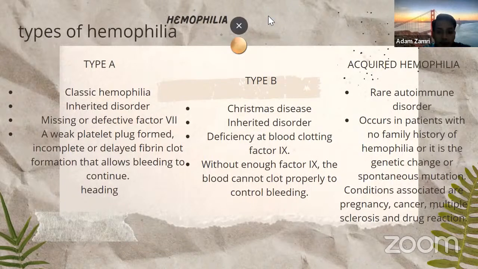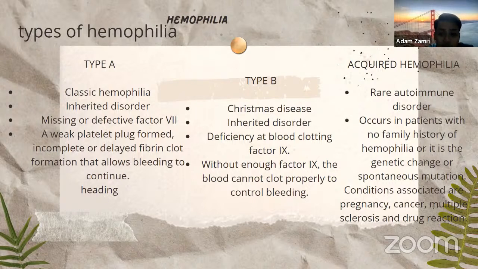There are 3 types of hemophilia, which are hemophilia type A, B, and acquired. The most common hemophilia is type A. It is known as classic hemophilia. It is passed down from parents to children, and is characterized by missing or defective factor 8 clotting protein. When injury occurs, people with hemophilia A would have a weak platelet plug and incomplete fibrin clot formation that allows bleeding to continue.